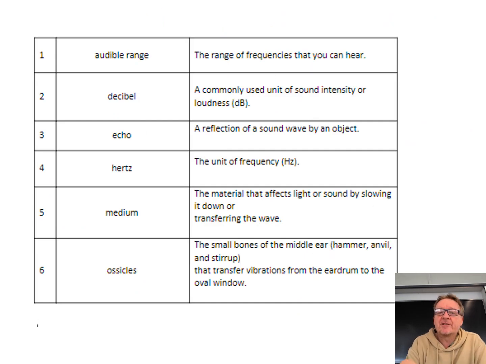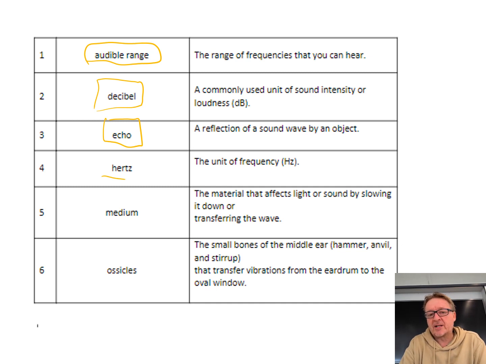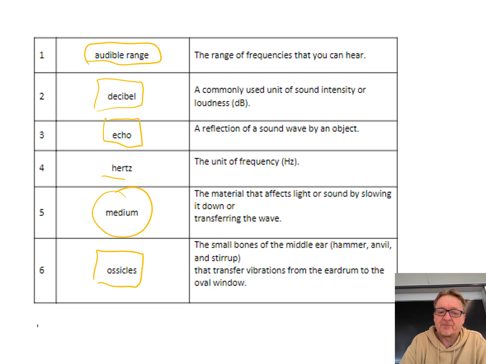Keywords. The range of frequencies you can hear is the audible range. A commonly used unit of sound intensity or loudness is decibels. The reflection of a sound wave by an object is an echo. The unit of frequency is hertz. The material that affects light or sound by slowing it down or transferring the wave is the medium, what it's travelling through. And the small bones in the middle ear, the hammer, the anvil and the stirrup, are the ossicles. I called them small bones on the previous diagram, but a better word is ossicles.